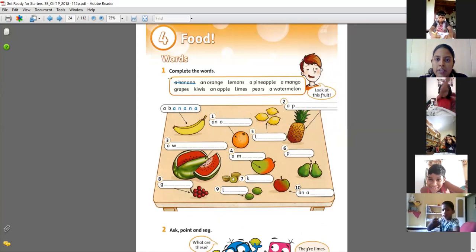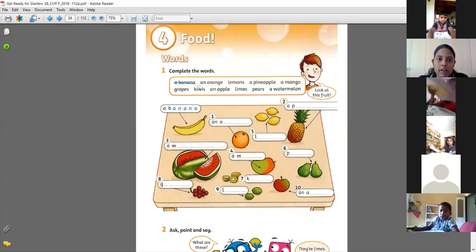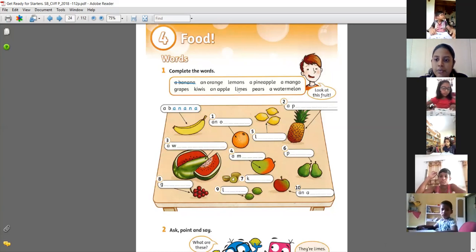Okay, today we have a new lesson, that is food. Everybody turn to page number 24. First of all, you want to go through the words that are inside this box. You know most of the names of the fruit. So today also we are going to learn the names that we want to say for fruit.